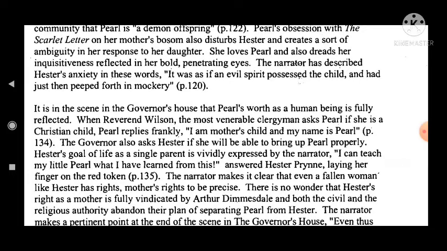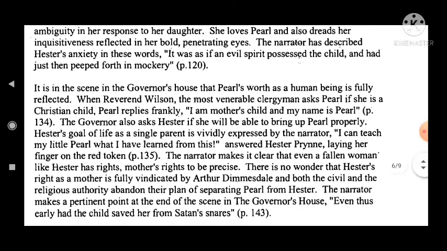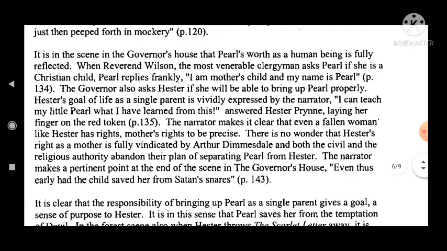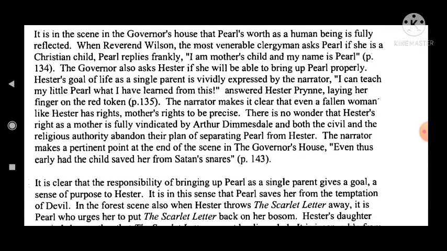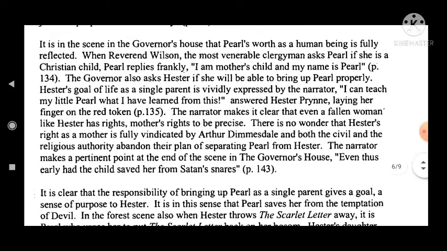She loves Pearl and also dreads her inquisitiveness reflected in her bold, penetrating eyes. The narrator has described Hester's anxiety in these words: it was as if an evil spirit possessed the child and had just peeped forth in mockery. It is in the scene in the governor's house that Pearl's worth as a human being is fully reflected. When Reverend Wilson, the most venerable clergyman, asks Pearl if she is a Christian child, Pearl replies frankly, "I am mother's child and my name is Pearl."